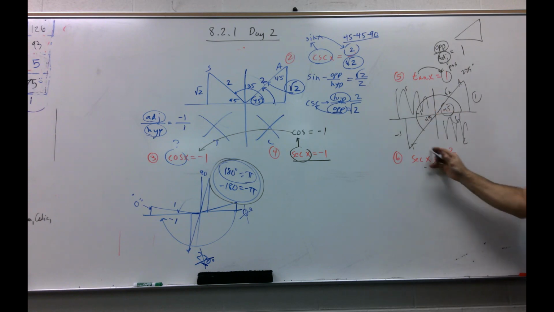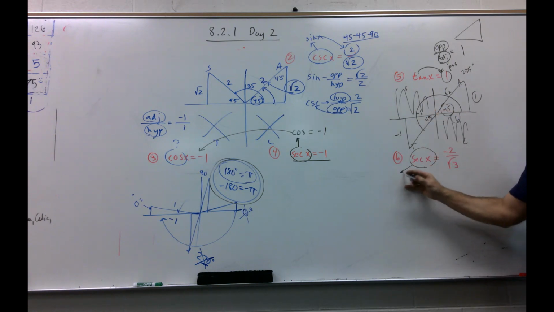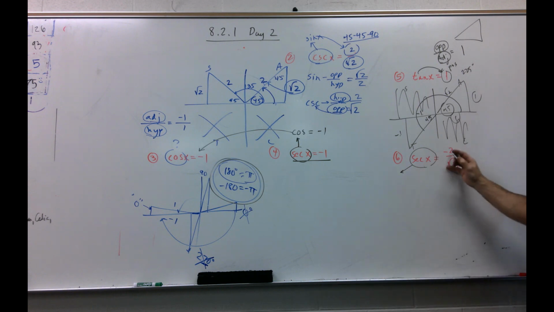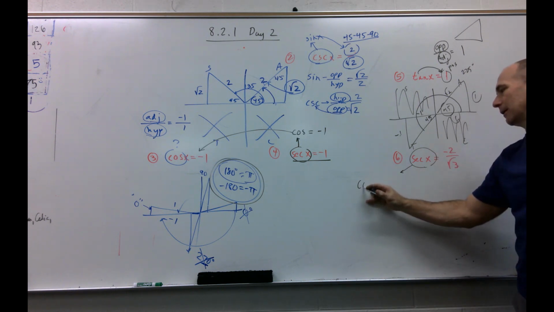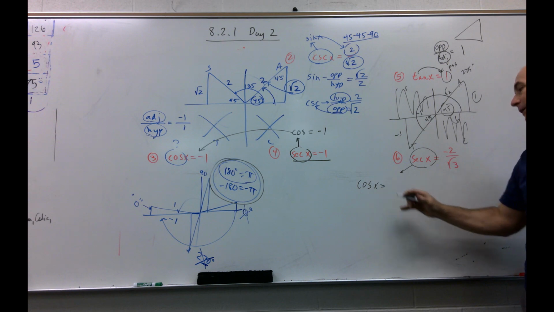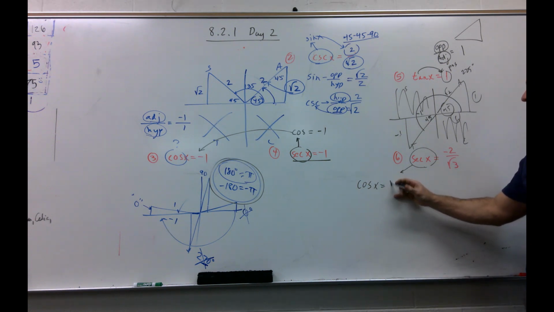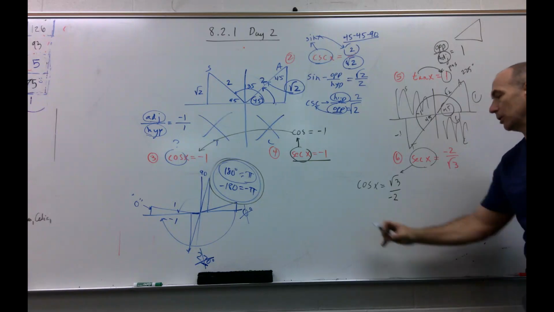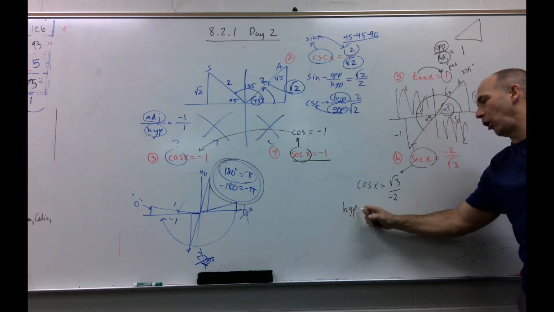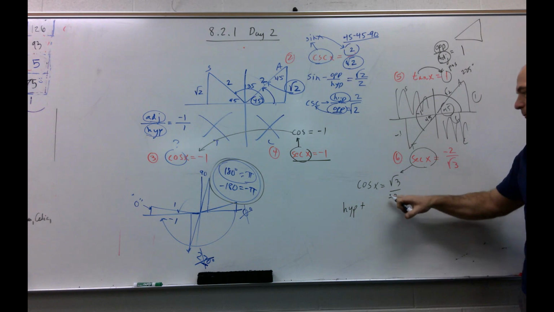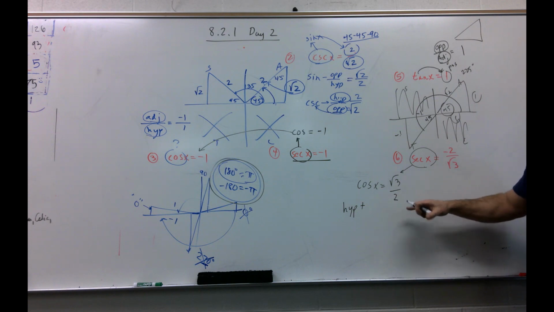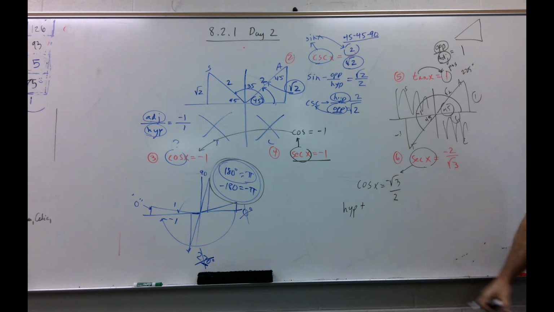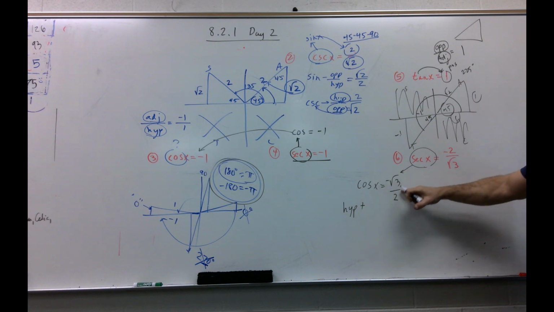Here we go. Secant. We've got to use our noggins. I hope I wrote this one right. If secant is -2 over the square root of 3, the reciprocal is cosine, and that means it's the square root of 3 over -2. But wait. Remember I said the hypotenuse is always, always positive? We're going to take that negative and we're going to put it up top, because cosine is adjacent over hypotenuse.